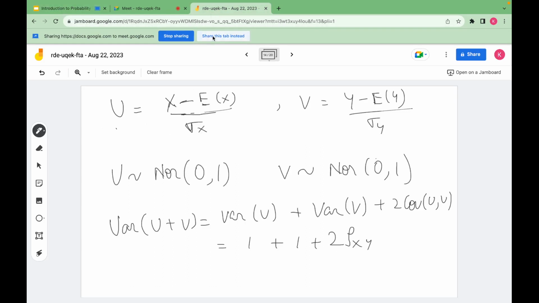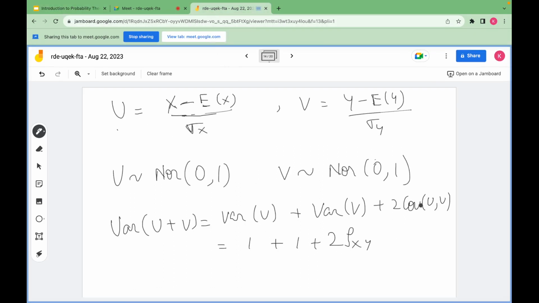So we replace covariance of u comma v with this rho xy. Now we know that variance of u plus v is greater than or equal to 0, as u and v are both normally distributed with mean 0, standard deviation 1 and variance 1. So this implies that 2 plus 2 rho xy is always greater than or equal to 0, which means that rho xy is always greater than or equal to minus 1.